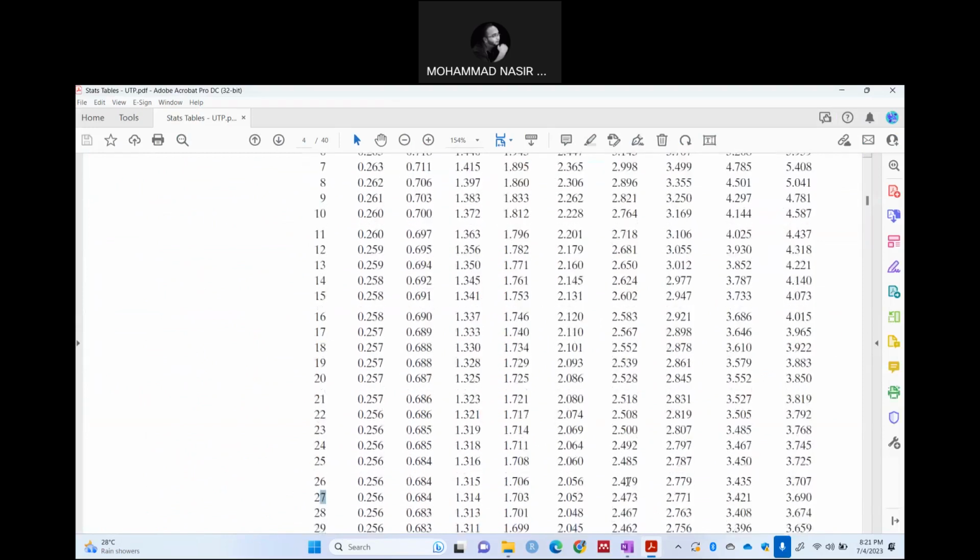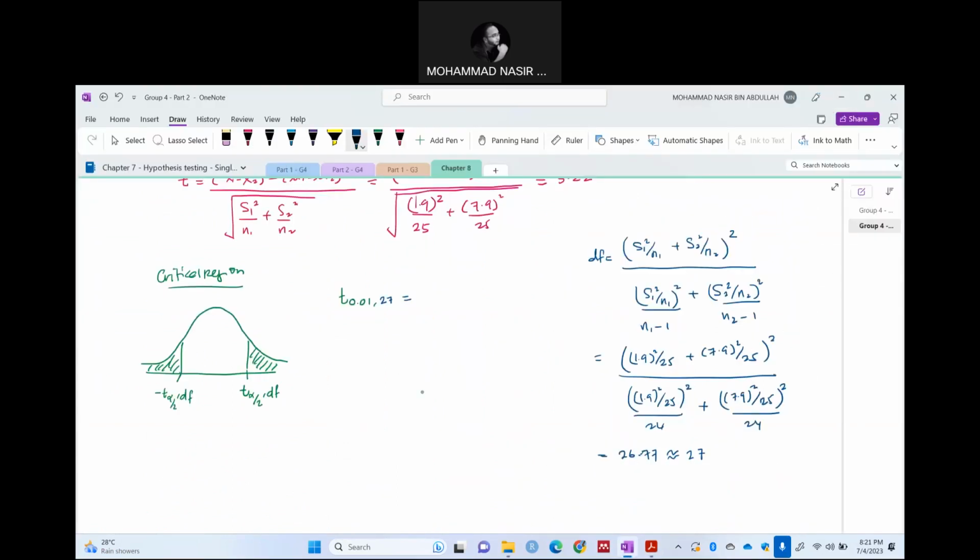It should be 2.473. So this critical value on the right-hand side is 2.473. On the left-hand side it will be negative 2.473. And of course, in the middle it is 0. And this is the T distribution from negative infinity to infinity.